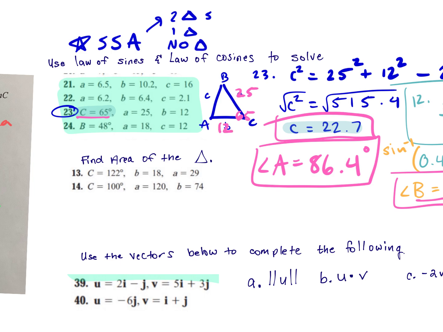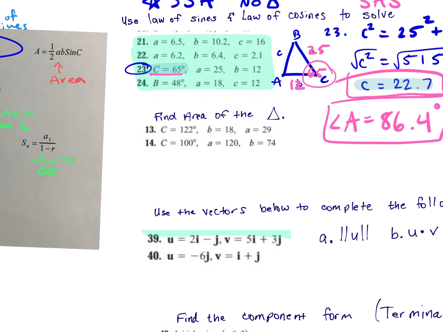This is not side-side-angle. We might think it is at first because we have two sides and an angle given, but it's the included angle here. So this is actually side, angle, side, so we don't have to check for two triangles. But if you were given side, side, angle, make sure you check. Any questions here?